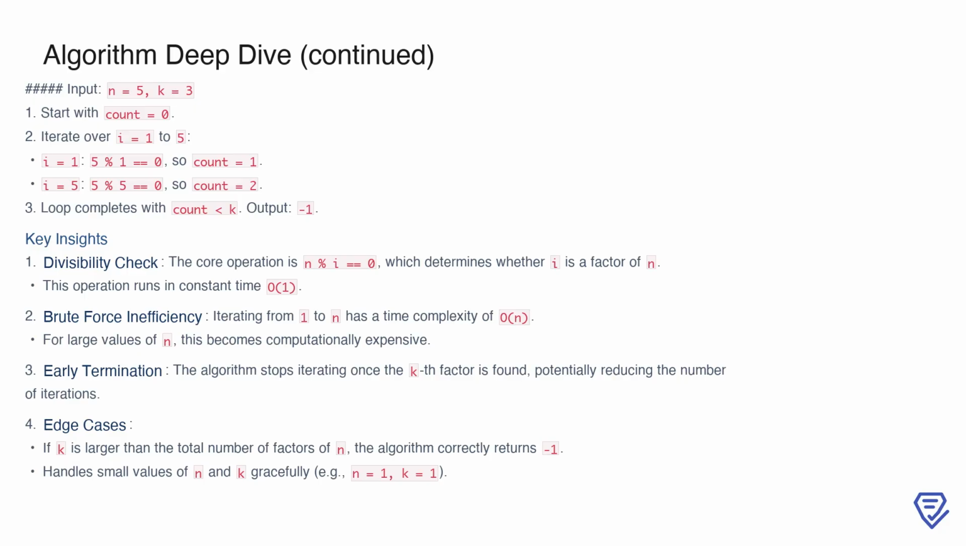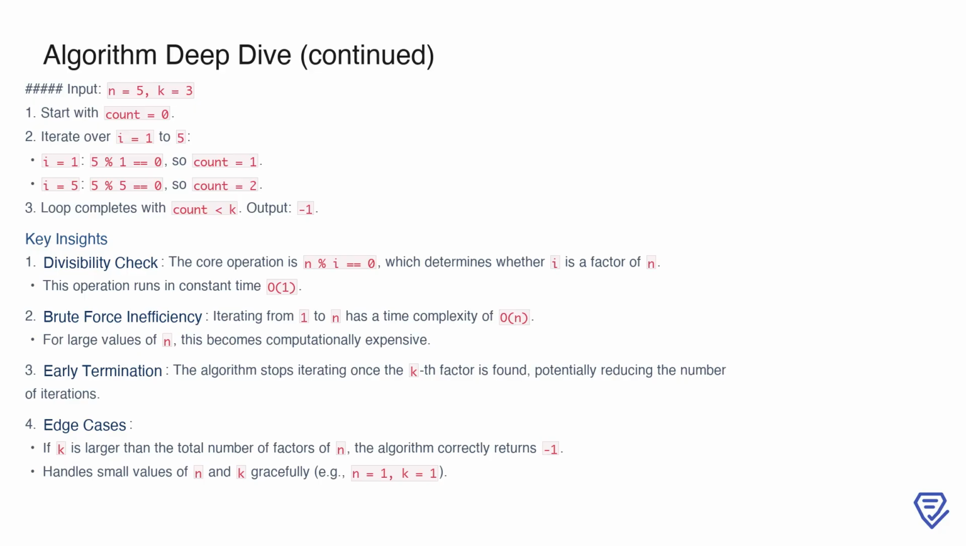From these examples, we can extract several key insights. First, the divisibility check n % i = 0 is fundamental to identifying factors and runs in constant time. However, iterating from 1 to n gives the brute force approach a time complexity of O(n), which can be inefficient for large values of n. On the positive side, the algorithm terminates early once the kth factor is found, which can save time in some cases.